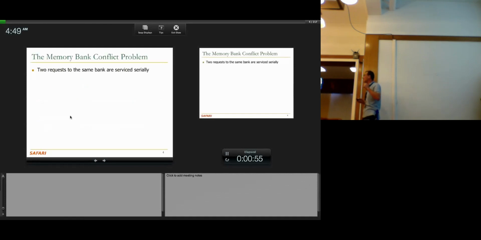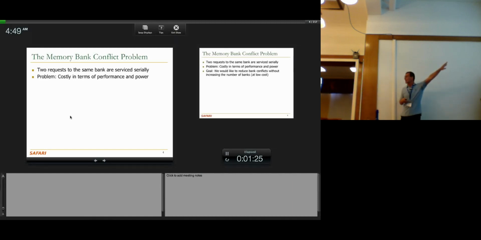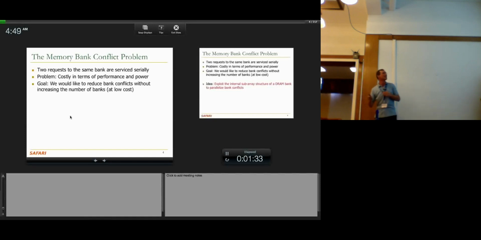How can we reduce the bank conflict impact by taking advantage of the underlying DRAM architecture? And we talked about banks earlier, right? A bank is basically a unit of memory that you can access. And you have multiple banks to enable parallelism and also to reduce latency because you can divide a monolithic memory into pieces of banks. The problem is if you have two requests that are mapped to the same bank, which is determined by your address mapping, which is an important problem in itself, these requests have to be serviced serially. And this is costly in terms of performance and power. If you have many requests going to the same bank, then they're all serialized.